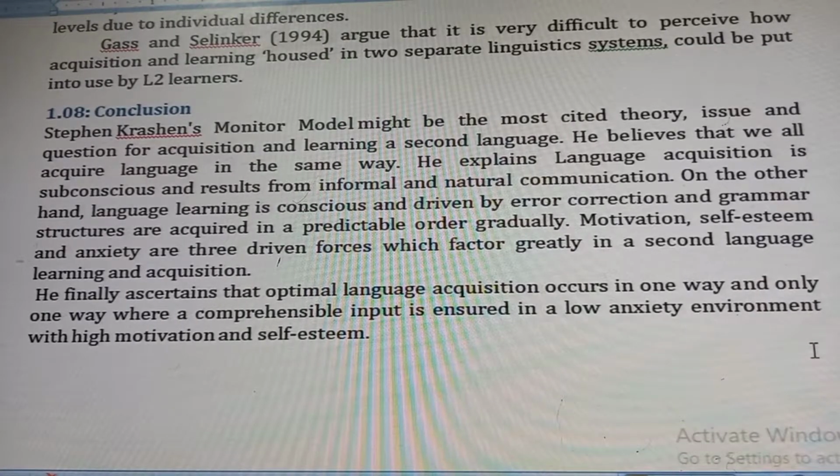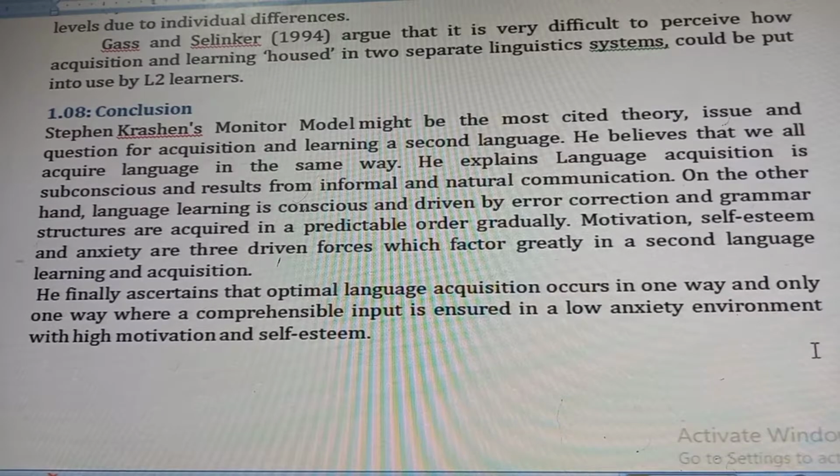predictable order gradually. Motivation, self-esteem, and anxiety are three driving forces which factor greatly in second language learning and acquisition. He finally ascertains that optimal language acquisition occurs in one way and only where comprehensible input is ensured in a low anxiety environment with high motivation and self-esteem.